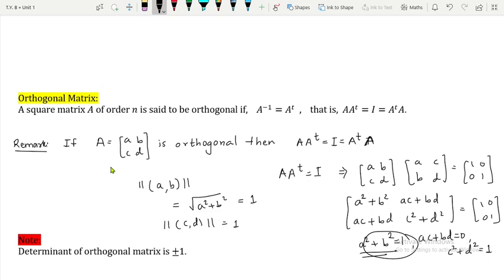Right? And what about their dot product? In the sense, the dot product of AB with CD. If you try to find the dot product of AB with CD, it will be AC plus BD, right? Dot product of A with C plus dot product of B with D. And what is AC plus BD? We have proved that it is equal to 0. So in other words, whatever the rows of A are, they are orthogonal to each other, and the norm of each row vector is equal to 1.